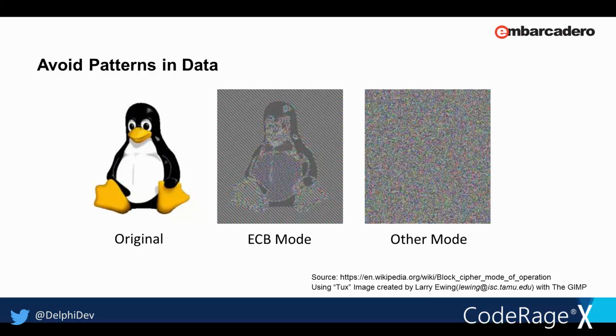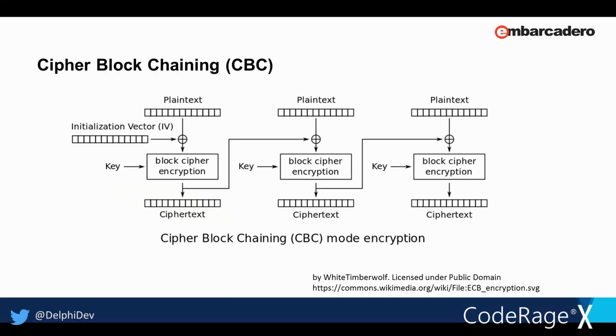Obviously not secure. Most every other mode out there gives you a far more random image, and that's the kind of thing you'd like to see with your data. So this is really quite telling on ECB. We're going to talk about another method, cipher block chaining. This is probably the most common method out there, although there are many. It's not a standard, but it's almost a de facto standard.